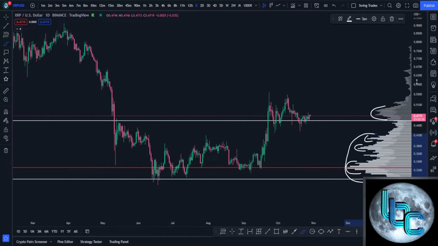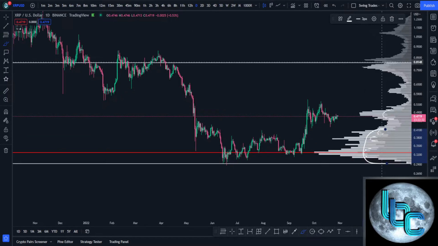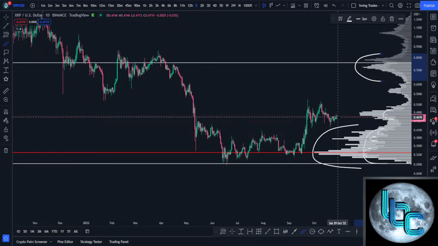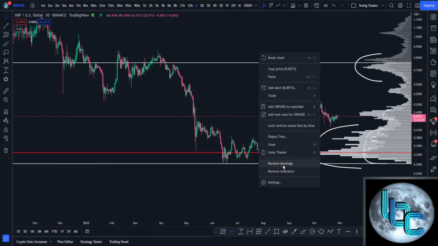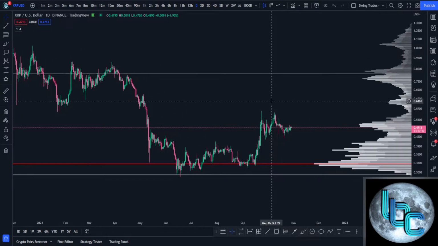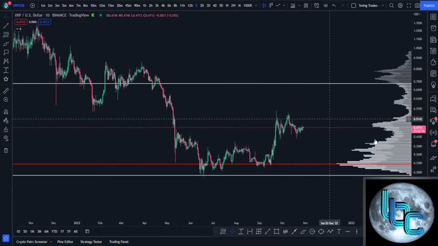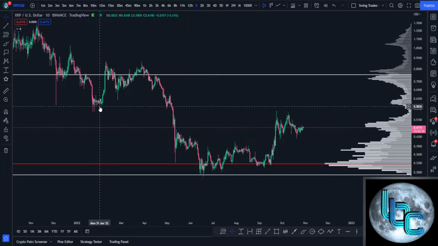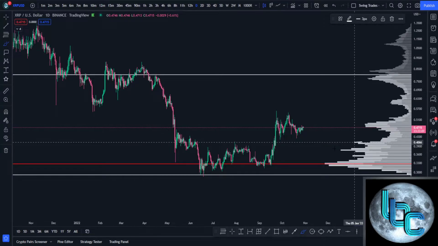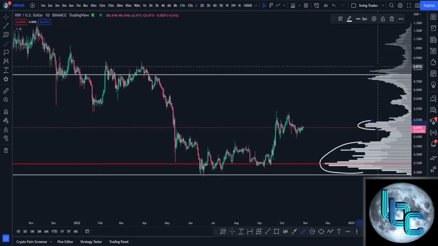Okay, the reason for that is if we zoom out, we can see this is one giant node, and this is one giant node, right? So the question is, where is price going to go next? Now, right now, we just pull historical data. We have 3 points of high volume trading. It's basically this area here, and this area here.